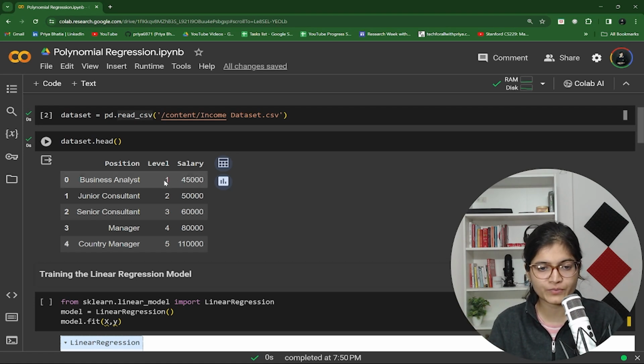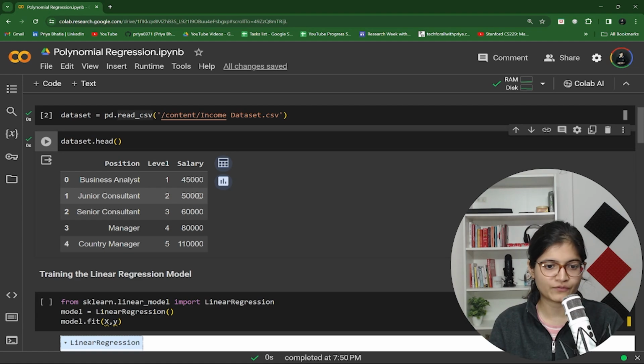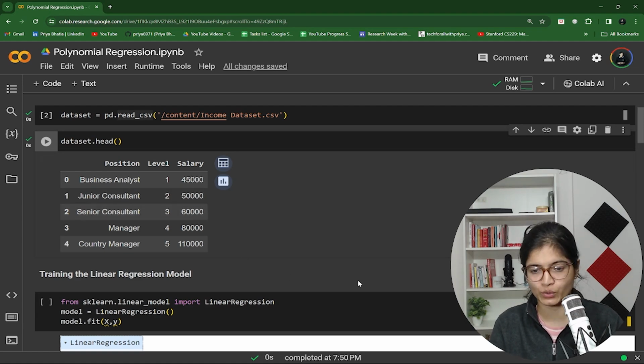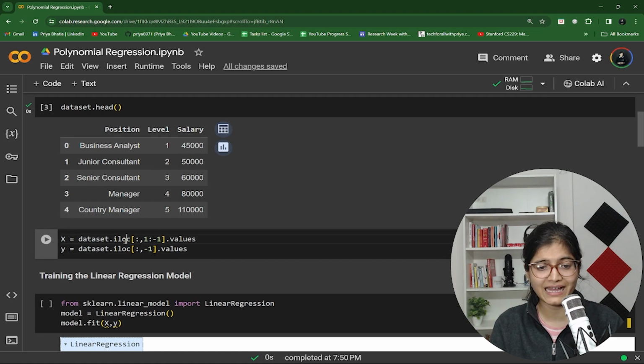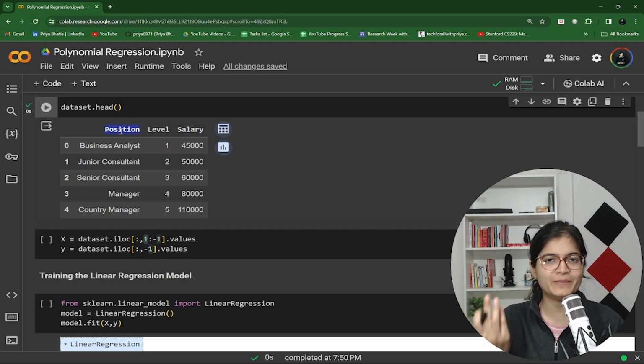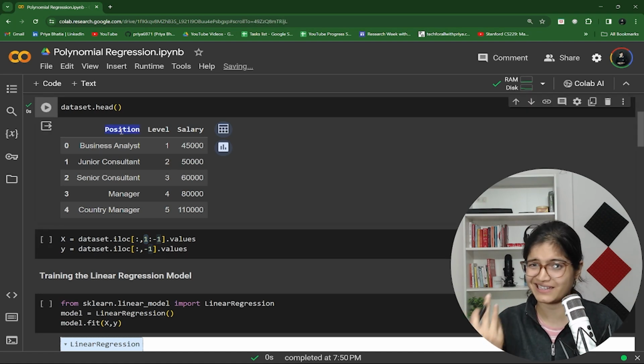So here, if you observe, level 1 has a salary of 45,000, level 2 has a salary of 50,000, level 3 60,000 and so on. I hope you can see a pattern also. Now what I have done is, I have taken all the rows, and I am taking the columns starting from 1 because I don't care what the position is. If I have a level, I can easily interpret the salary also.